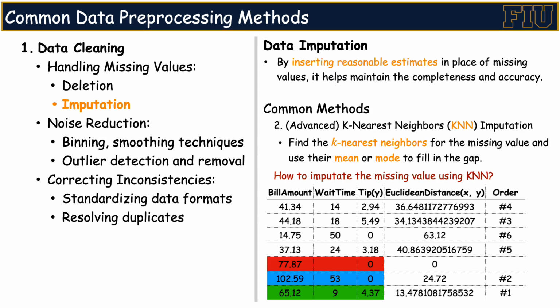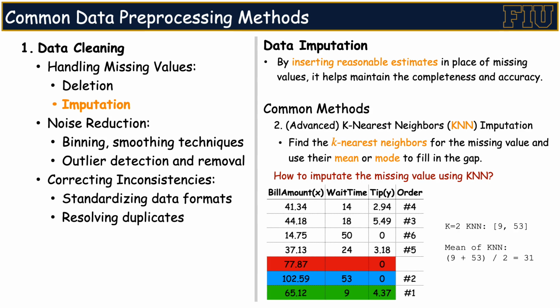After computing all the distances, we compare their magnitudes. Based on these comparisons, we identify the two nearest neighbors of the red data point, which are the green data point and the blue data point. These points have the smallest Euclidean distances to the target. All we need to do is calculate the average wait time of the two nearest neighbors and use that average to replace the missing value. That's the entire process of KNN.